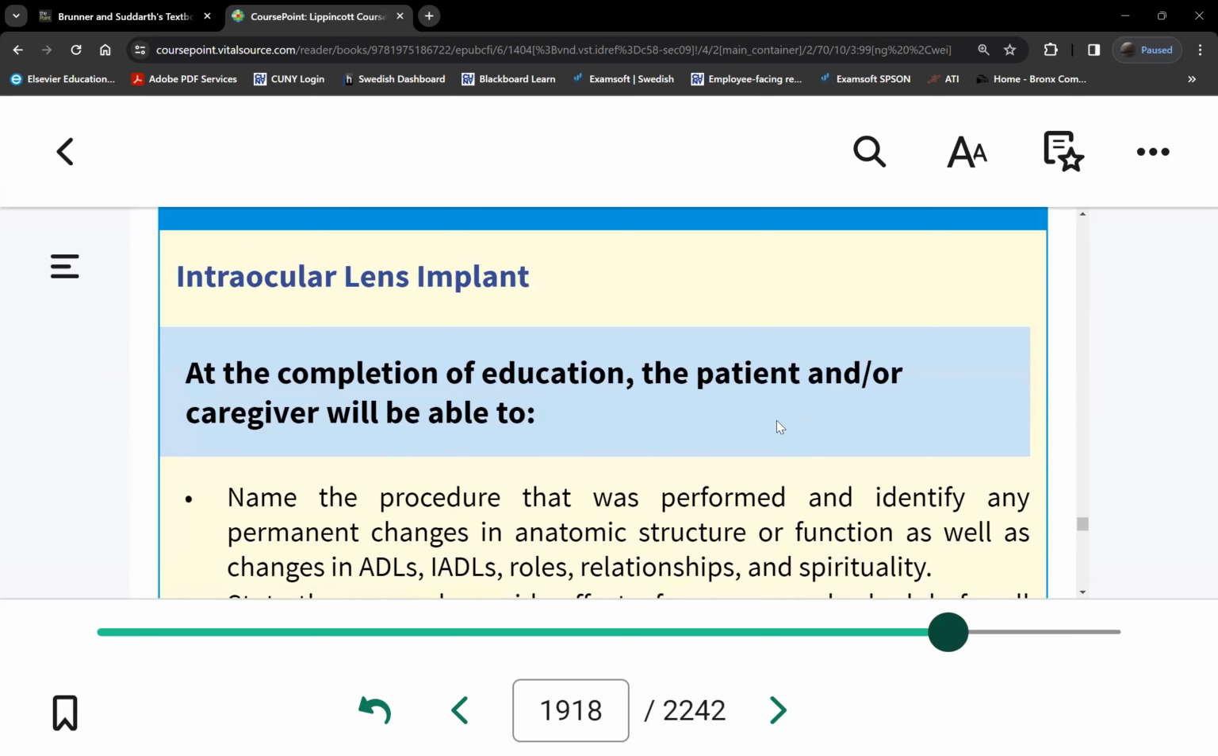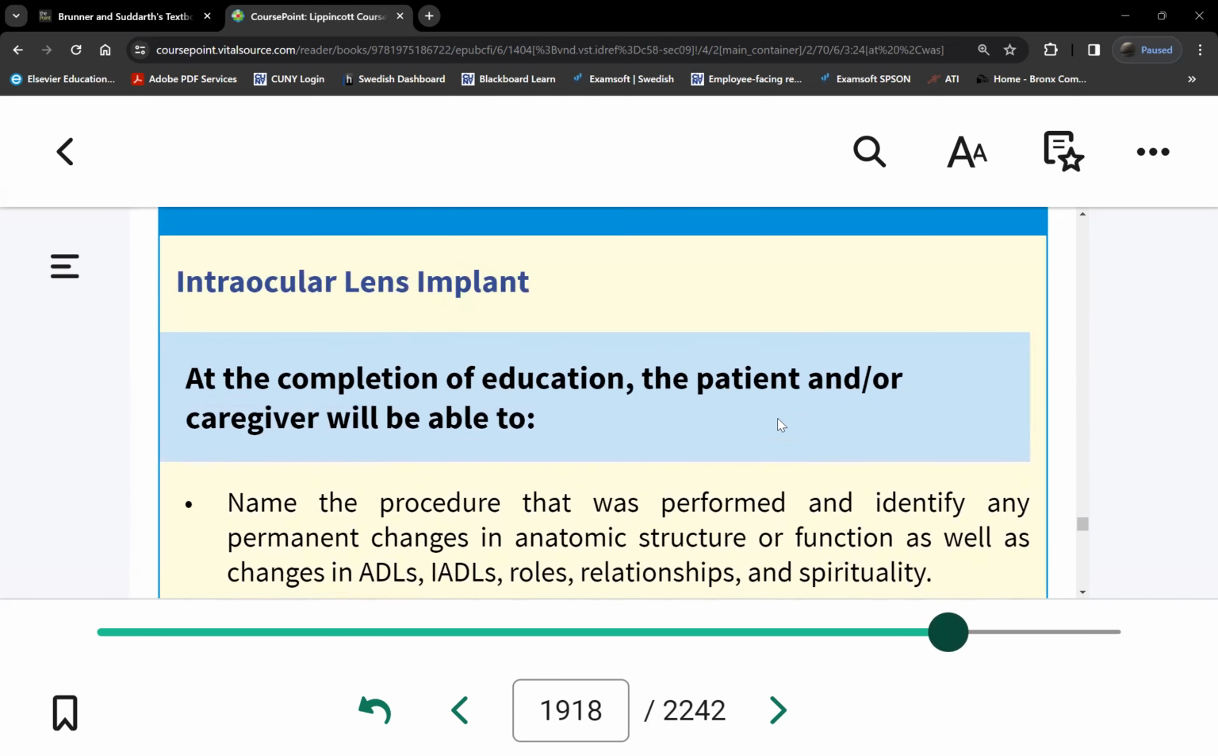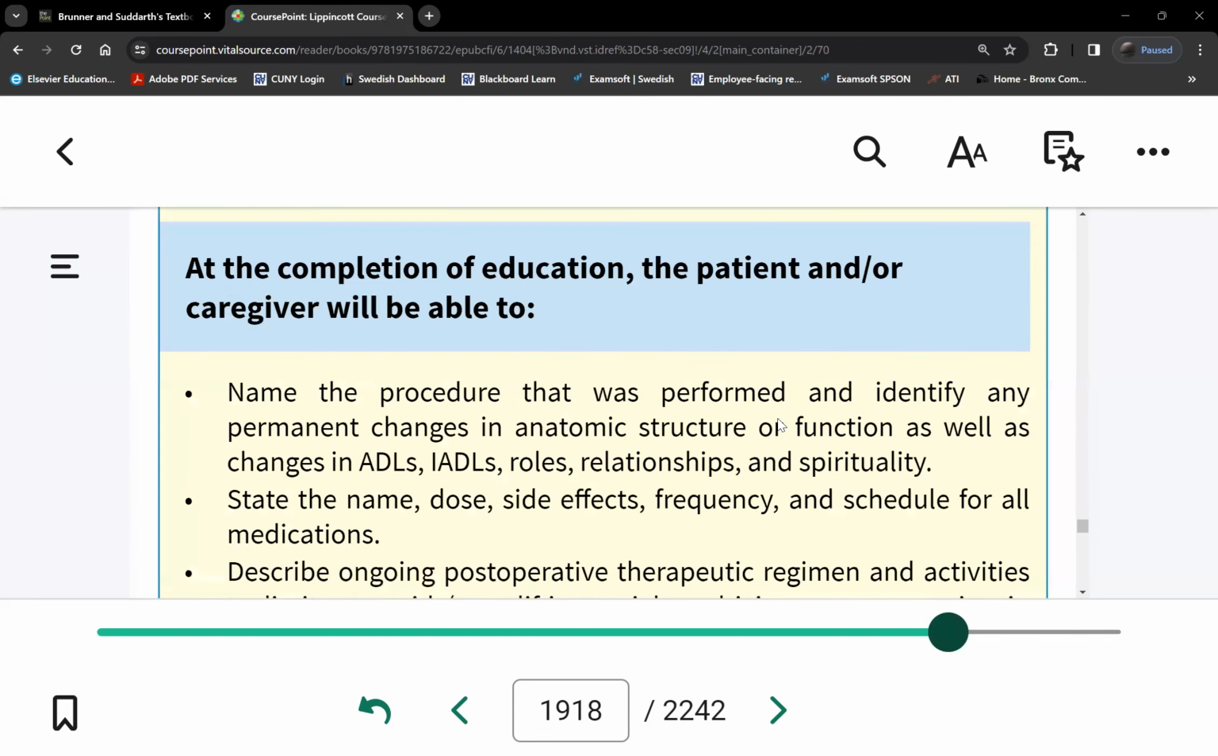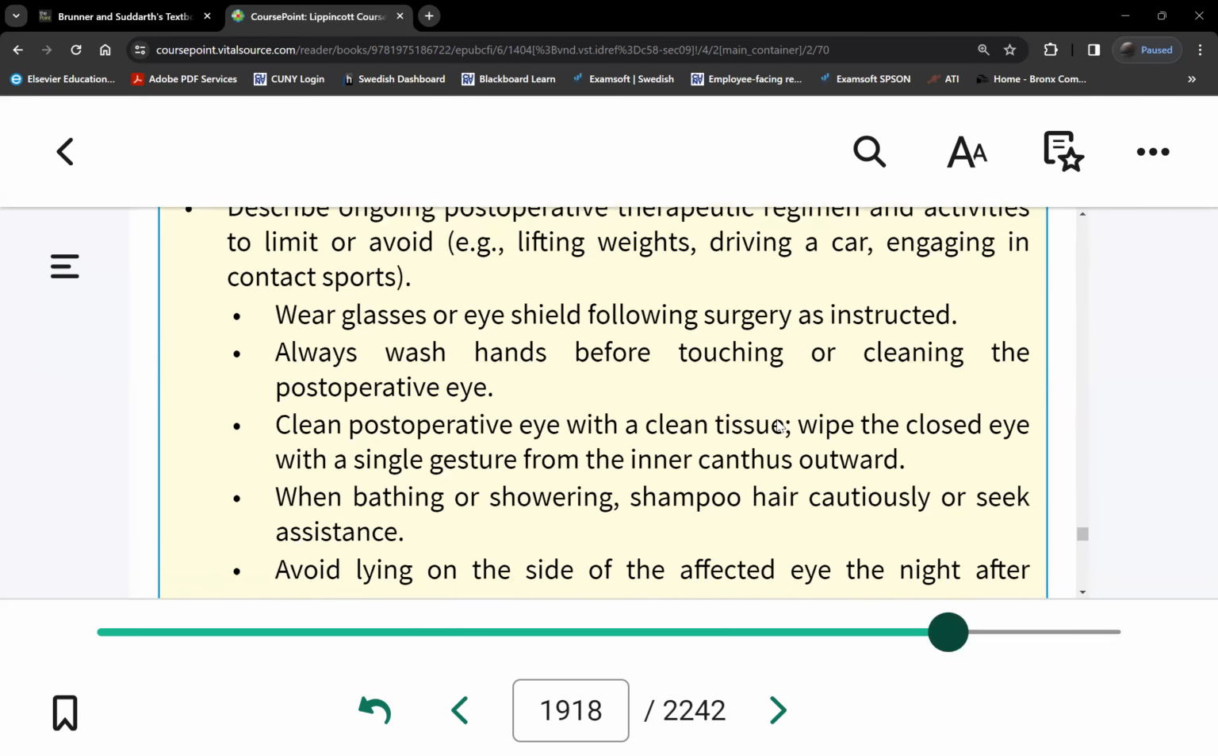Okay, sorry. This is the post-op care for eye surgery. So this will apply to any of the eye surgical procedures. Are we clear? Okay. Focus on these bullets right here.